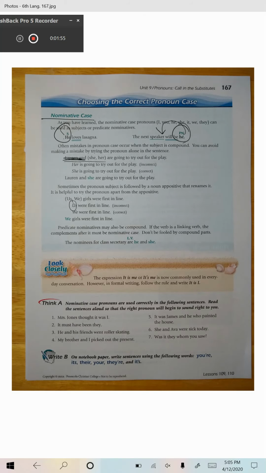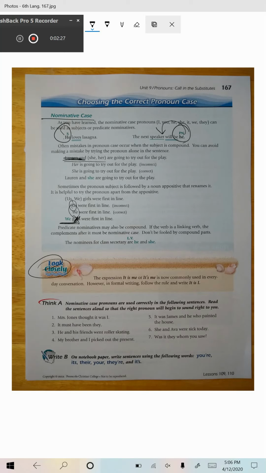Us were first in line. We usually don't say that. We were first in line. This is the one people say incorrectly. A lot of times I'll hear us girls, okay, or us boys, all right? You wouldn't say us. Get rid of the girls or the boys, and just say it without it. Us were first in line. You wouldn't say that. You would say we were first in line. Okay, so that's how you can help yourself not get it wrong.